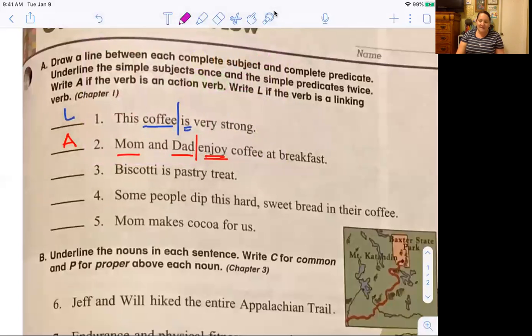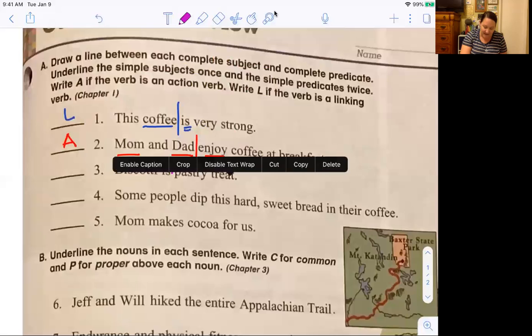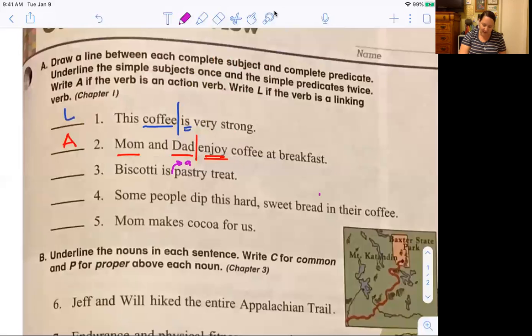Number 3, biscotti is a pastry treat. Biscotti is a pastry treat. Where is my vertical line going to go? It's going to go between biscotti and is. What's your verb? Is. And what is? Biscotti is. Awesome. So we learned in number 1 that is is a linking verb. Is it also going to be a linking verb in number 3? Yes, because is always a linking verb.